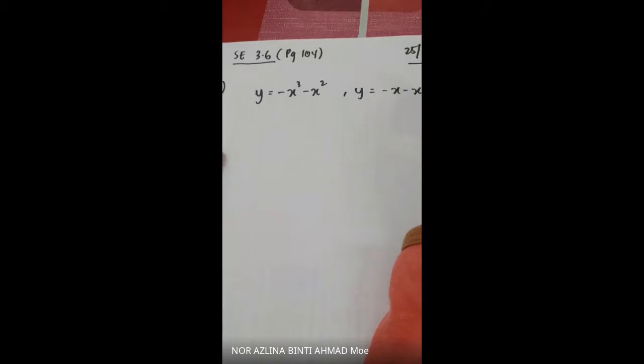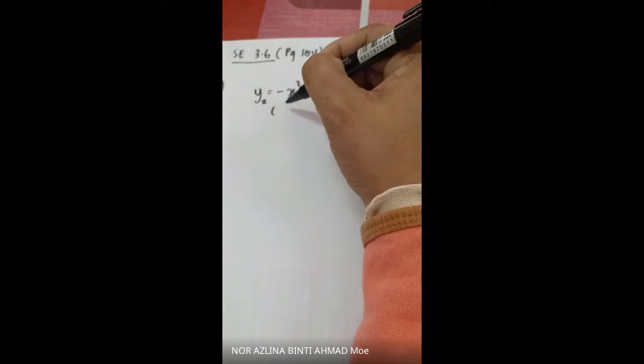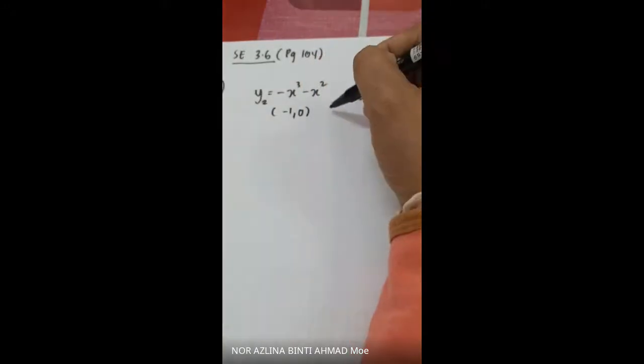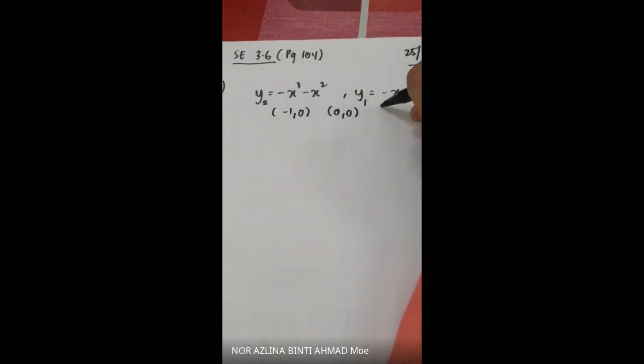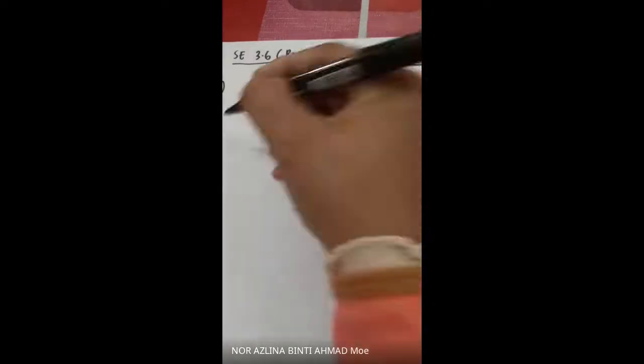So, we have two functions, y equal to negative x cubed minus x squared, and y equal to negative x minus x squared. This is y2 and this is y1. And the curves intersect at the points negative 1, 0, 0, 0, and 1, negative 2. Okay, so we have three intersections. So, saya cari setiap satu bahagian.